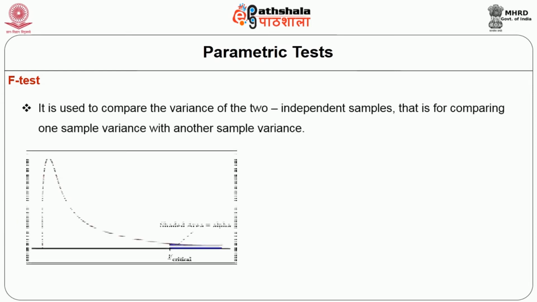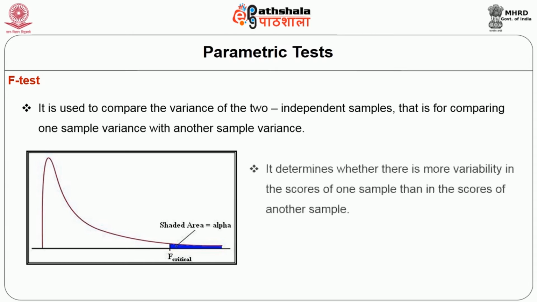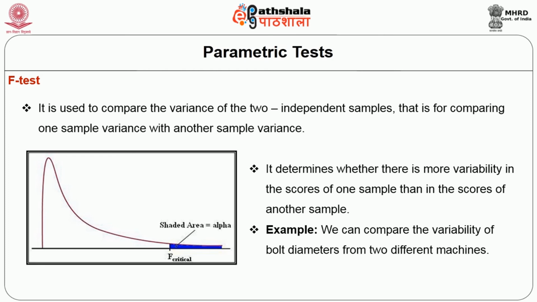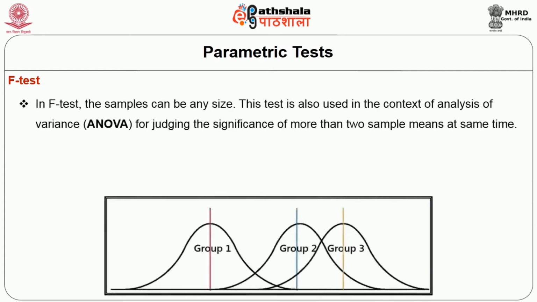The other important parametric test is f-test. It is used to compare the variance of two independent samples, that is, for comparing one sample variance with another sample variance. It determines whether there is more variability in the scores of one sample than in the scores of another sample. Say, for example, we can compare the variability of both diameters from two different machines. In f-test, the samples can be any size.